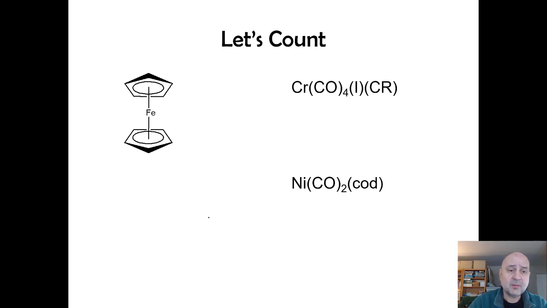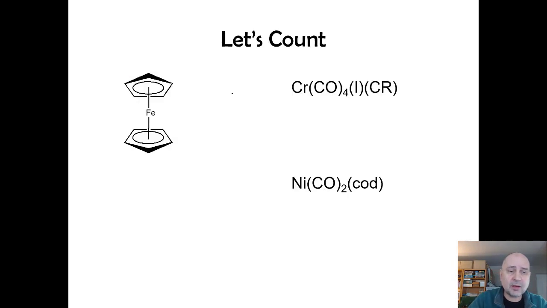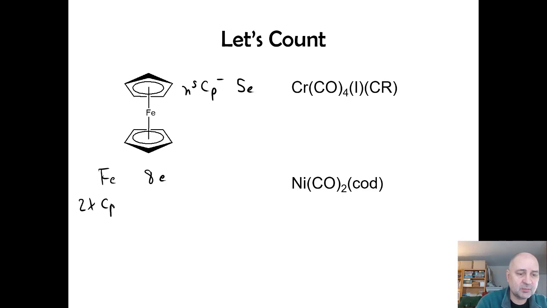Alright, so ferrocene, you want to start, it's a neutral complex, you add up all of the metal electrons. Just as a reminder, you find iron, you count the S and the P electrons, so iron has 8 valence electrons or electrons available for bonding, so iron is 8 electrons, and then each of these is an eta 5 Cp minus, which donates 5 electrons, so you write 2 times Cp minus, which is 10 electrons, to give me an overall count of 18.